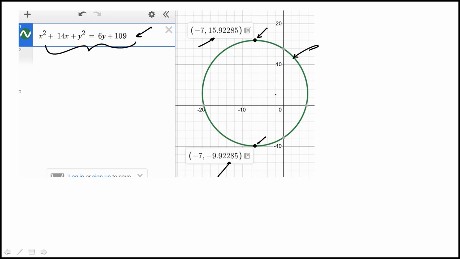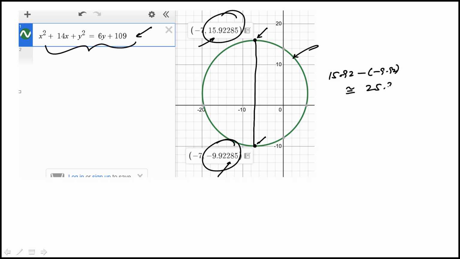And to find out the radius, first we'll find out the diameter by subtracting these y coordinates, and that would give you a diameter, which would be, I'm writing it approximately, minus 9.92. This would turn out to be 25.84. And to find the radius, we'll just halve that. So that would be 12.92, and that would be the radius.